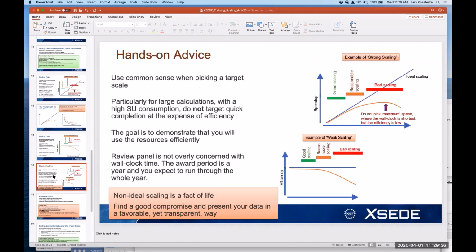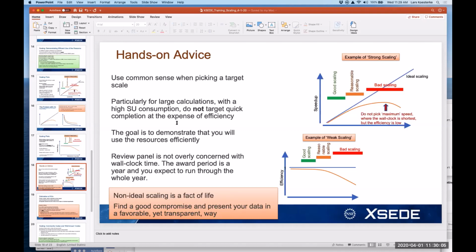So my hands-on advice is here, use common sense when you pick a target size for your computations. Particularly for large calculations with a high SU consumption, do not target quick completion at the expense of efficiency. If you are not doing that, then you demonstrate that you will use the resource efficiently, and the review panel is not overly concerned with wall clock time.